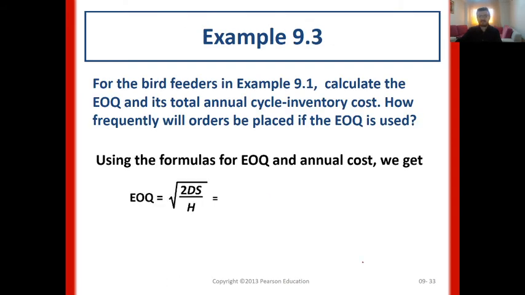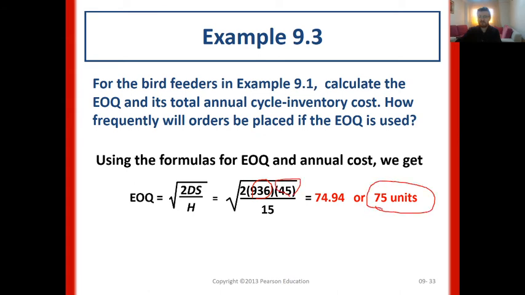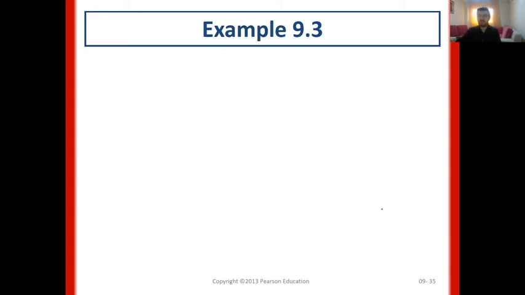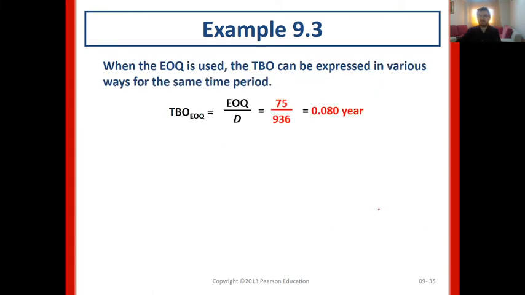Let's go ahead and solve an example problem. In the previous example, we knew that this is the demand, 936, and this is the ordering cost. So the optimal order amount should be 75 units. If we give our orders in 75 units, so the lot size is 75, then the total annual holding and ordering cost will be minimized.